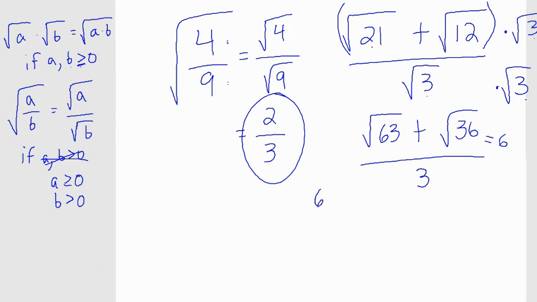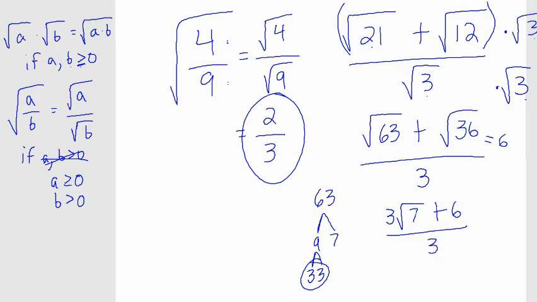Let's get a factor tree for 63. That's 9 and 7, 3 and 3. And we get 3 root 7. And then, again, the square root of 36 is 6, all over 3. And we can actually take it a step further.